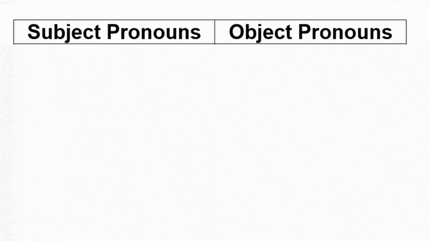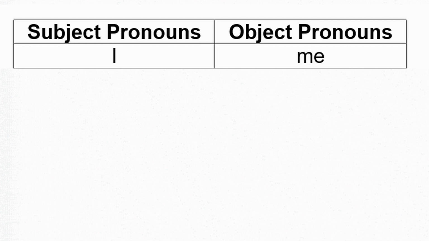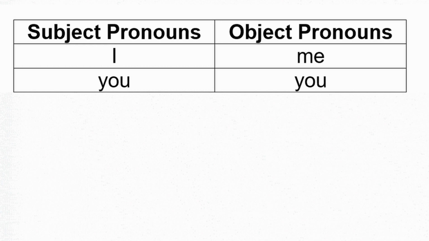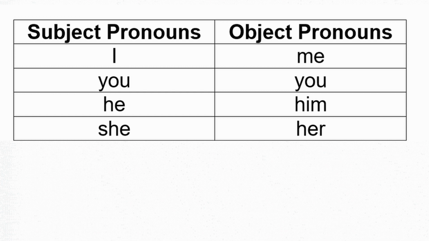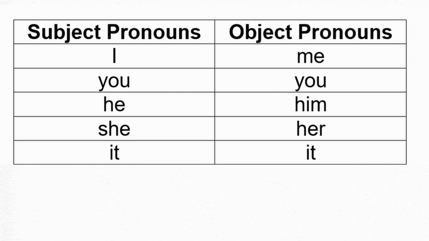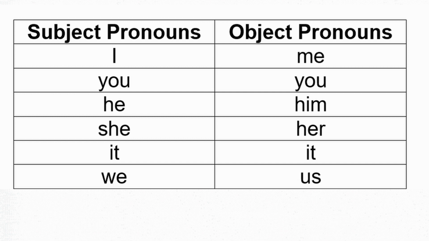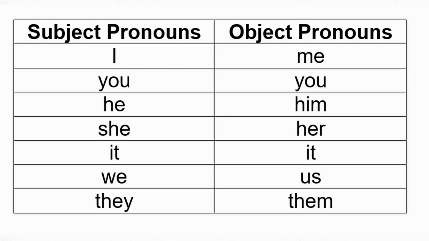If we look after the verb, if we look at the things that receive the action, we use an object pronoun. Now, object pronoun for I, it is me. For you, it's you. Oh, you is so easy in English. He becomes him. She becomes her. It remains it. We becomes us, and they becomes them.